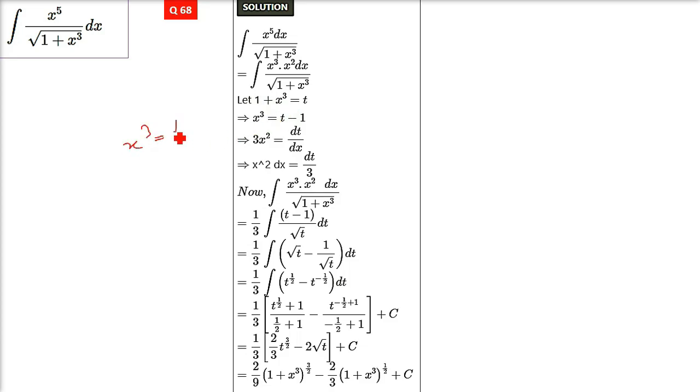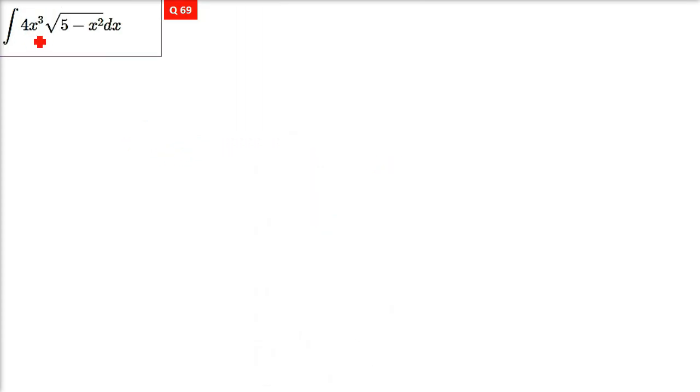Please remember, x cube equals t will add some effort. x cube plus 1 equals t will be easier. Next one also, 5 minus x square equals t, you will get an x term. So you ought to have this x square; x cube can be changed into x square into x. 4 I have taken outside, under root 5 minus x square.